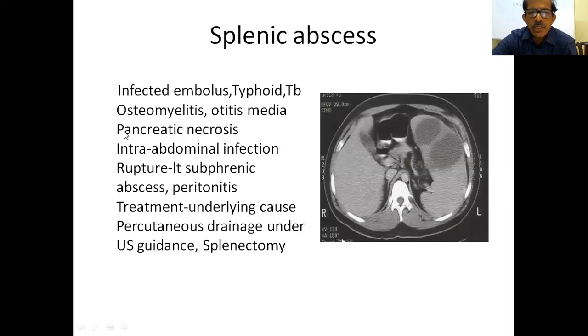Primary source of infection needs to be corrected. Pancreatic necrosis is there, you have to do necrosectomy. Intra-abdominal infection is there, you have to do laparotomy, clear the infection, do peritoneal toilet. Whereas if they are already dealt with, the treatment for this is aspiration. Previously we used to do splenectomy, but first we will try under ultrasound guidance aspiration, send it for culture and sensitivity, and then give antibiotic accordingly. Of course, if the spleen is almost destroyed with this abscess, no other go but to do splenectomy, right? So that is about splenic abscess.